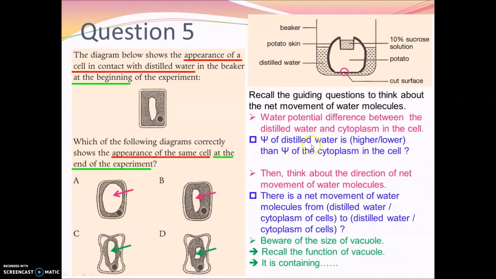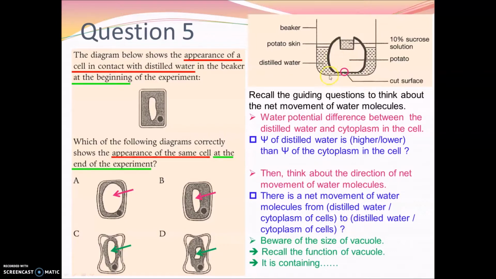And after you can determine the water potential difference, you can tell me the direction of the net movement of the water molecules. Okay, there should be a net movement of water molecules, from the distilled water to the cells, or from the cells to the distilled water. The direction from where to where.